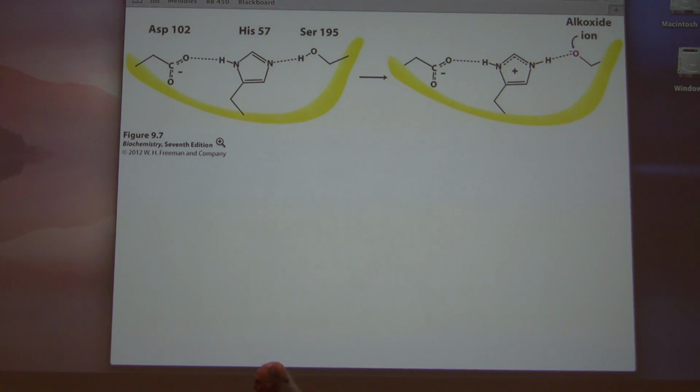Negative attracts positive, negative pulls off positive, and we're left behind with an oxygen with a negative charge. In other words, the hydrogen leaves its electrons behind because it doesn't need the electrons over here. This resulting structure is called an alkoxide ion, and as we will see, an alkoxide ion is very reactive and is what breaks the peptide bond. We're going to see that in just a minute. This only happens if the proper substrate binds.